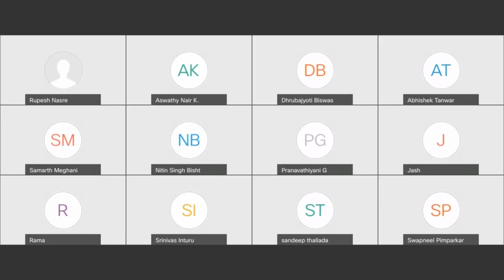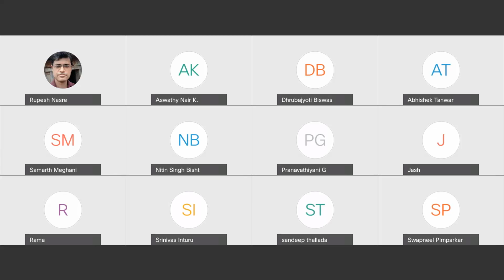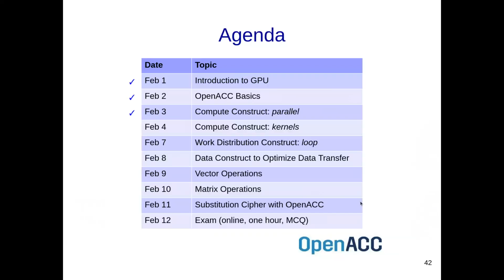So far we have looked at a basic introduction to GPU, we looked at the OpenACC Hello World program and OpenACC overall execution semantics. Yesterday we looked at the specific compute construct for parallelization. Today we are going to look at the magical kernels construct, which is actually one of the very important constructs with respect to parallelization for domain experts.